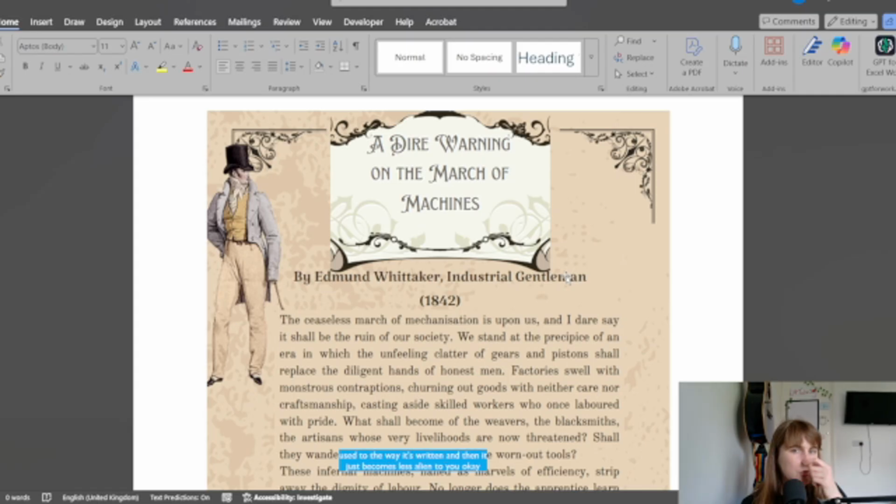Okay, so this one's called A Dire Warning on the March of Machines. So already we can tell from the title that perhaps this is quite a different point of view. Okay, we get the sense that this writer isn't viewing machines in quite the same way. Okay, so it's by Edmund Whittaker, Industrial Gentleman, 1842.